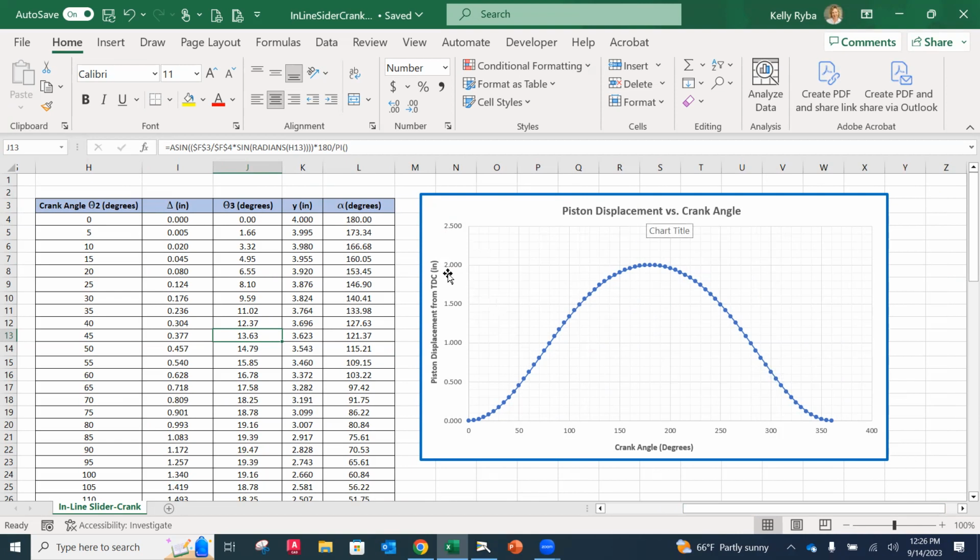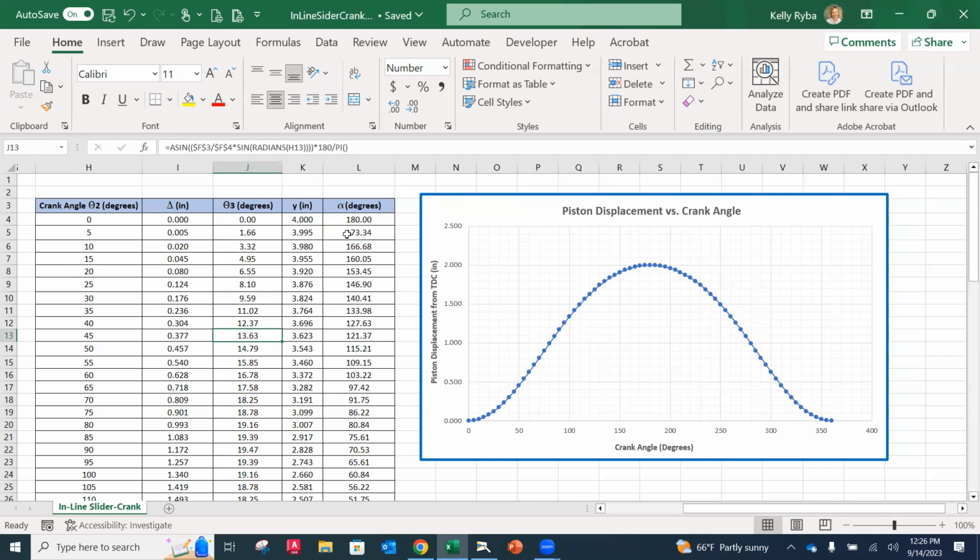And then you'll notice here that your piston displacement, and I just clarified, from top dead center in inches, is going to be the title and the units for that y-axis. And then my x-axis is going to be the crank angle in degrees. Notice I've got a lot of points on here because it's literally every 5 degrees, because that's how I set up that first column. And then that's it.